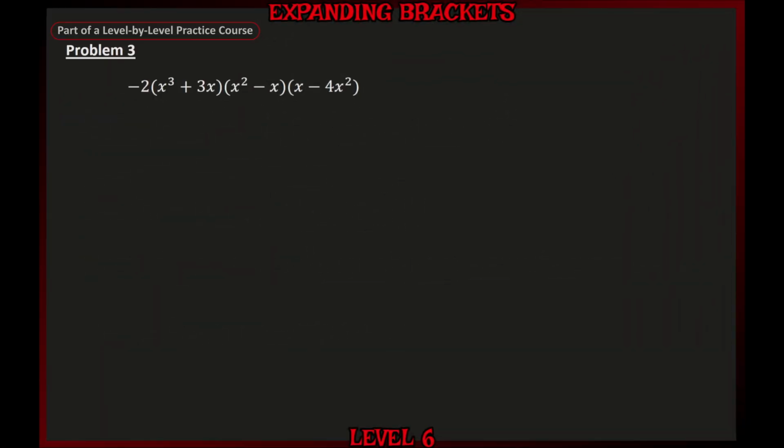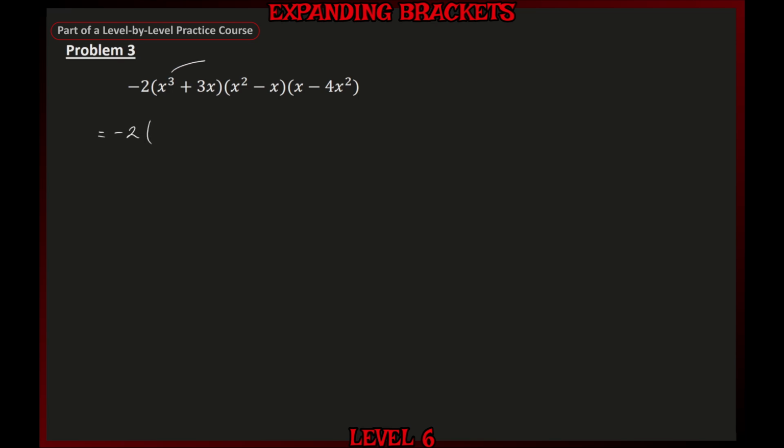In problem 3, we're expanding this expression, and we have the product of 4 things here. And there are different ways that we could expand this. The way that I'm going to do it is I'm going to leave the minus 2 till the very end on the outside, and I'm going to start by expanding the first 2 brackets.